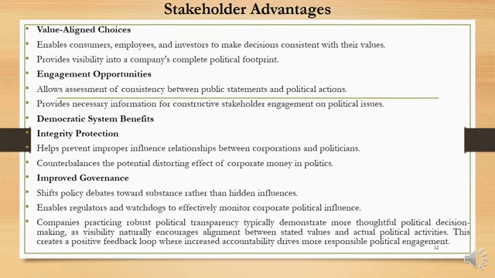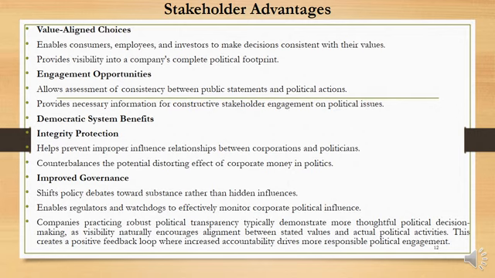So for stakeholder advantages, we have value-aligned choices, engagement opportunities, and democratic system benefits through integrity protection, which helps prevent improper influence in the relationship between corporations and politicians and counterbalances the potential distorting effect of corporate money in politics. It also aids improved governance, shifting policy debates towards substance rather than hidden influences, and enables regulators and watchdogs to effectively monitor corporate political influence.